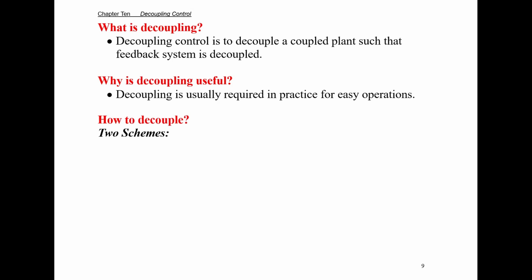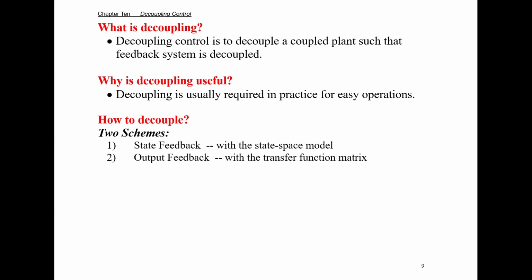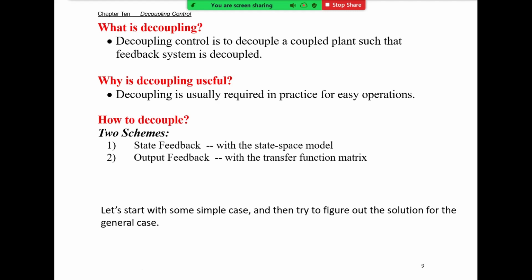There are two schemes. We can either do it with the state feedback, or we can do it with output feedback. The first one needs the state space model. The second one needs the transfer function matrix. Those two approaches are different ones. Let's start with some simple case, then we will try to figure out the solution for the general case.